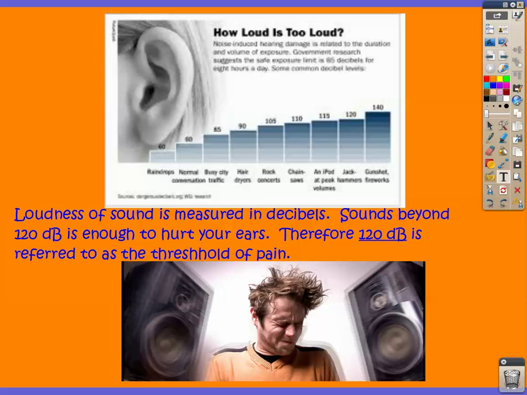Other sounds that are down here in the 105, 110 decibel range, those things can cause damage to your hearing over longer durations of time. But once you get to the 120 decibel and up range, not only does it become physically uncomfortable, but it can cause damage in just a short period of time.